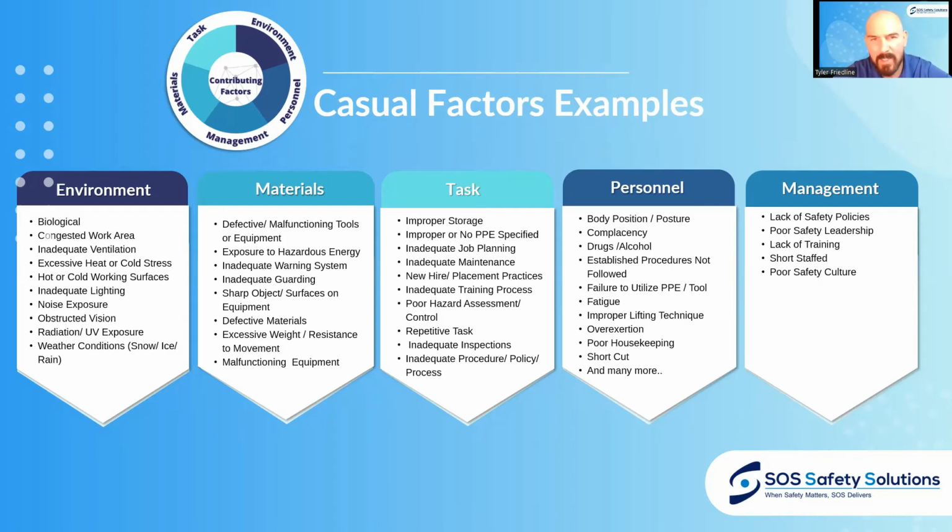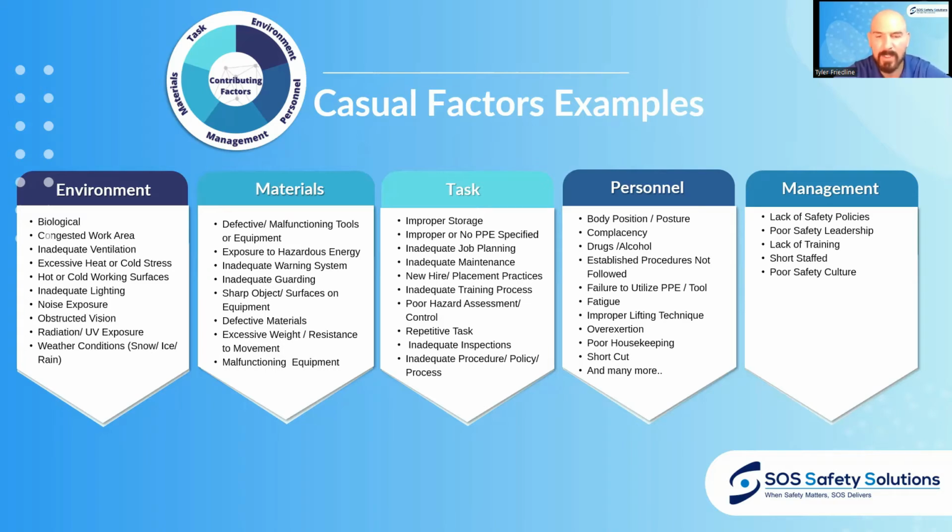It could be the task they were performing, right? Is it a repetitive task? Is there inadequate inspections for the task, inadequate job planning? And then the one we see very easily is the personnel and what the injured worker might have done wrong. Was it body posture or positioning? Was it complacency? Was it drugs or alcohol? And then a lesser considered bucket for contributing factors would be lack of safety policies, poor safety leadership, lack of training. This fits under our management system.